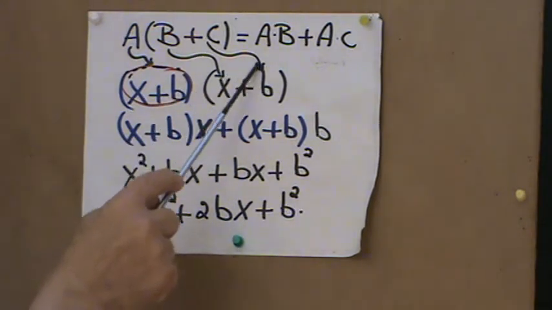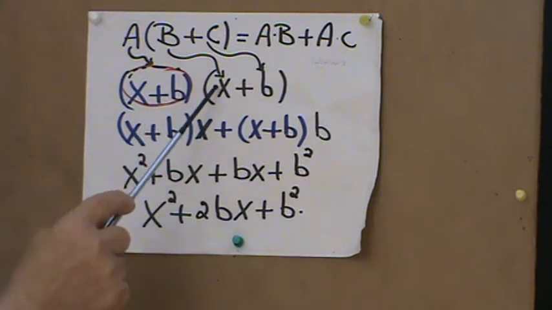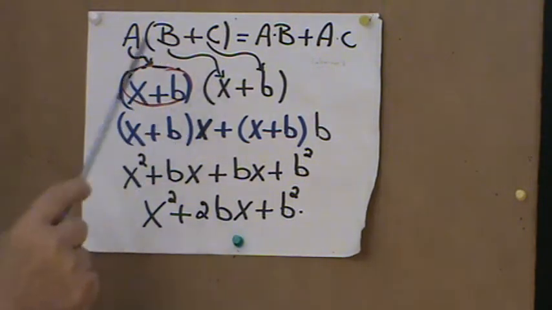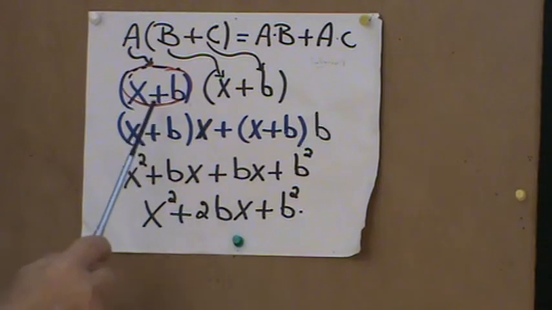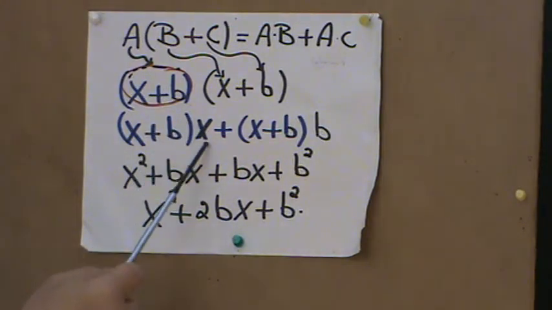My C, as I have put the arrow, you can see hopefully, is represented by B, and my B is represented by X. So I end up with this one: X plus B times X plus B times B. Now again I can apply the distributive law of multiplication over addition, this time from right to left.